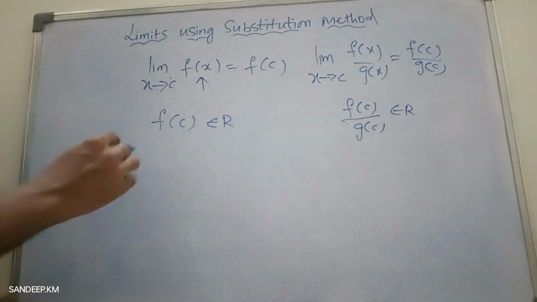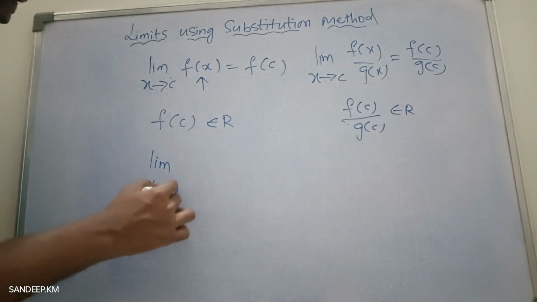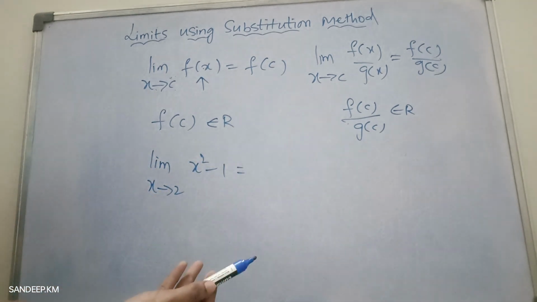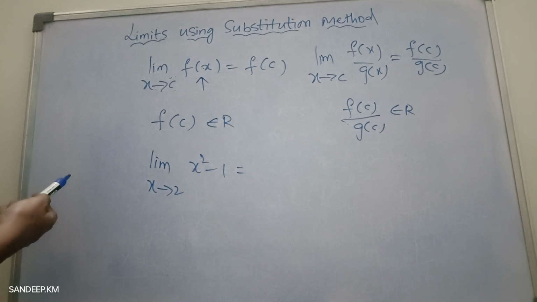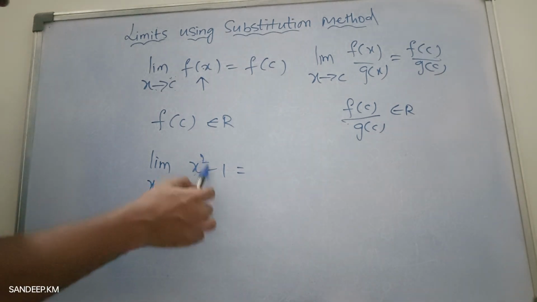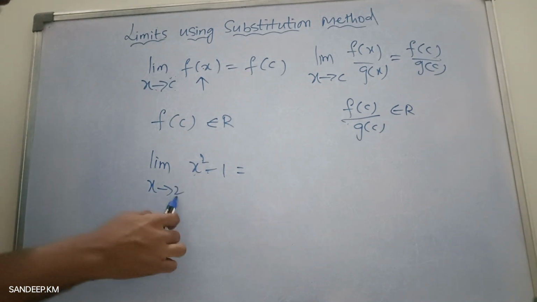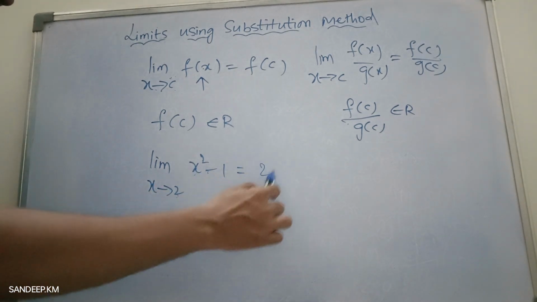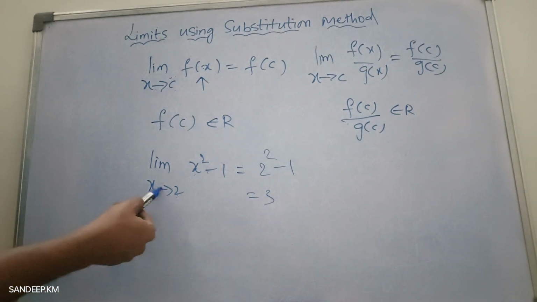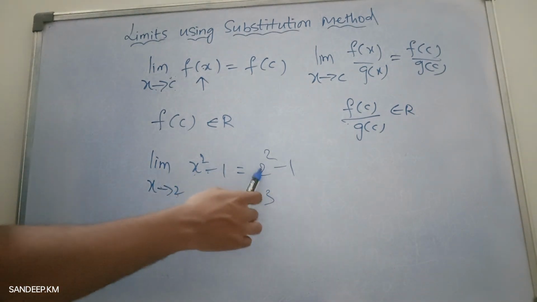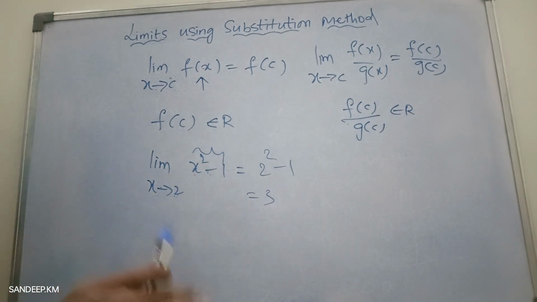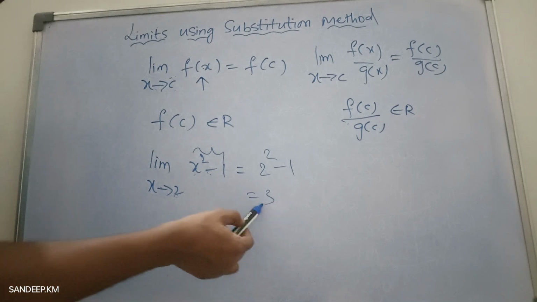A basic example, dear students. Limit x approaches 2, x square minus 1. X square minus 1 is a polynomial function. Just now we discussed that it is continuous. I gave you a note: polynomial functions are always continuous. We know that x square minus 1 is a continuous function, so happily you can substitute x as 2. 2 square minus 1. The answer is 3. 3 is a real number only, so the answer is 3. That's it. The substitution method works when you know that this function is continuous at x is equal to 2, and at the same time the answer should be a real number.